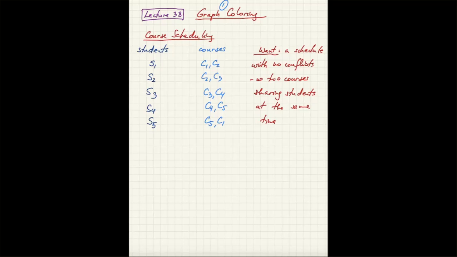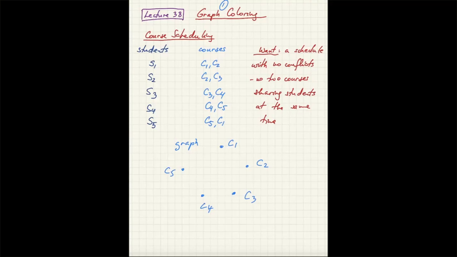So this problem can be understood through the realm of graph coloring. And the way it works is we can create a graph whose vertices are the courses. So you have C1, C2, up to C5, and we put an edge between any two courses if there's a student that takes both of those courses.